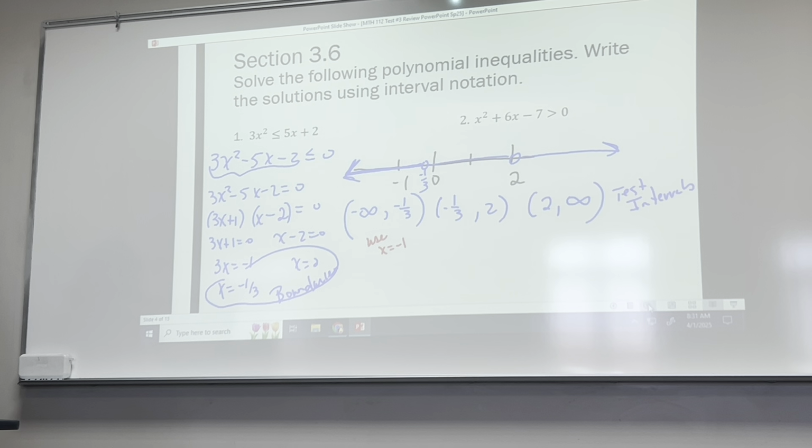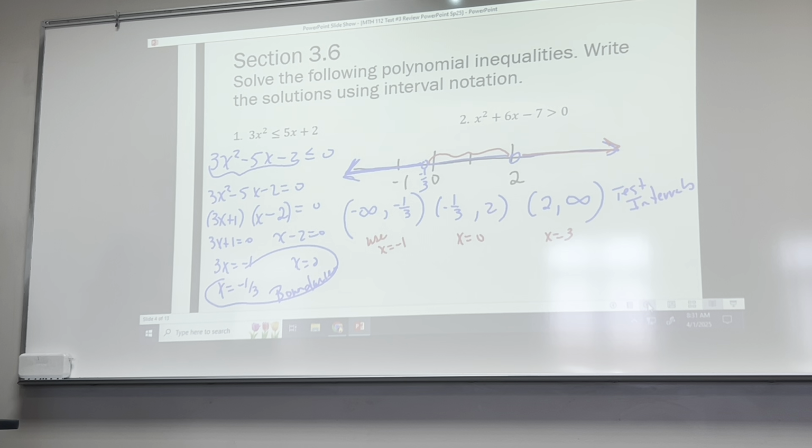Now the next interval, I can use any number between negative 1/3 and 2. 0 is the easiest. You could use a 1, that's not too bad either, right? But 0 is definitely the easiest. And then I can use any number above 2. X equals 3, right? Or 4, or 5, or 10. Powers of 10 are easy too. So these are our values we're going to use for testing, and you're just testing to see if it makes a true statement or not. So I'm going to say testing. You don't have to label it out like this. This is just for your notes because it is a process, right?